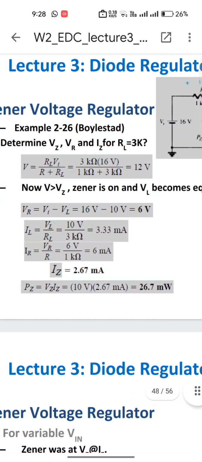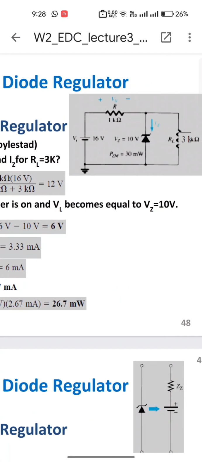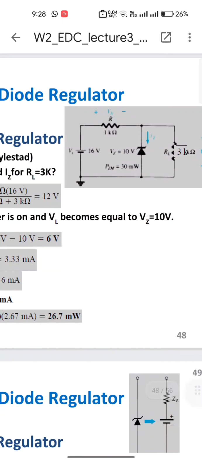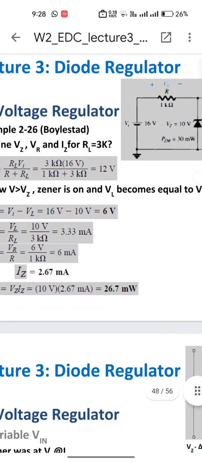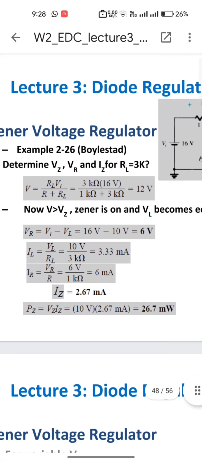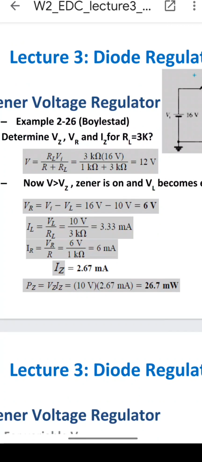After that, here he has calculated power across the Zener diode. As we know, the formula for power is P is equal to VI. So we have already calculated the voltage across this Zener diode, that is Vz, and the current across the Zener diode, that is Iz, 2.67. So multiplying this simply gives us the power. Although we were not asked to calculate this power, but still if you don't do that, it won't be a big deal. Now I'll show you the Proteus simulation of these circuits.